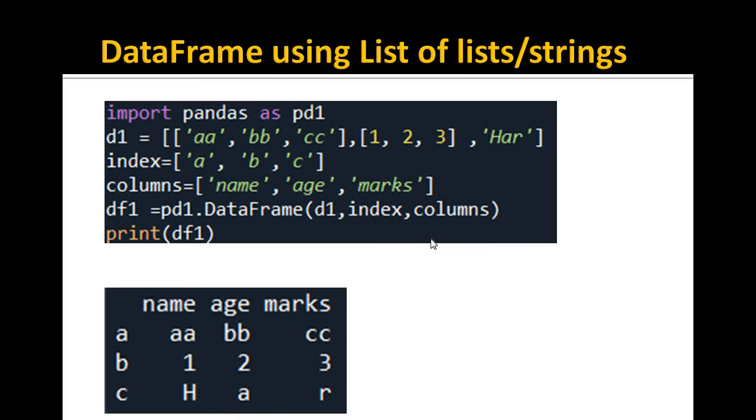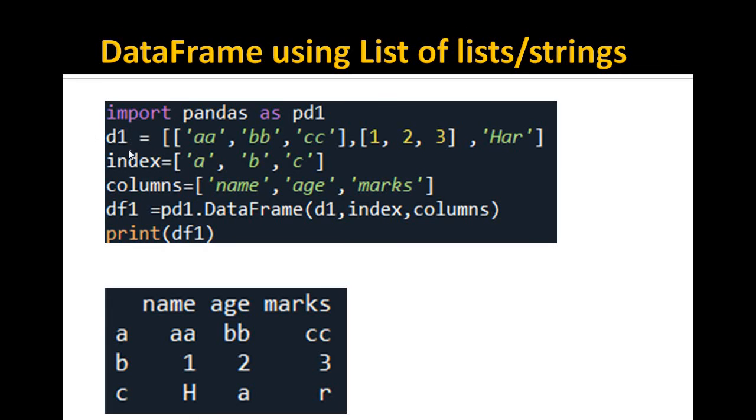So this way it has been assigned HAR. H goes to the first column, A goes to the second column, and R goes to the third column. Index is now defined by us here. The index that has been passed took the place of 0, 1, 2, and here it is A, B, C. Columns have been directly passed and are named name, age, marks. Name, age, marks have been given as the column names.